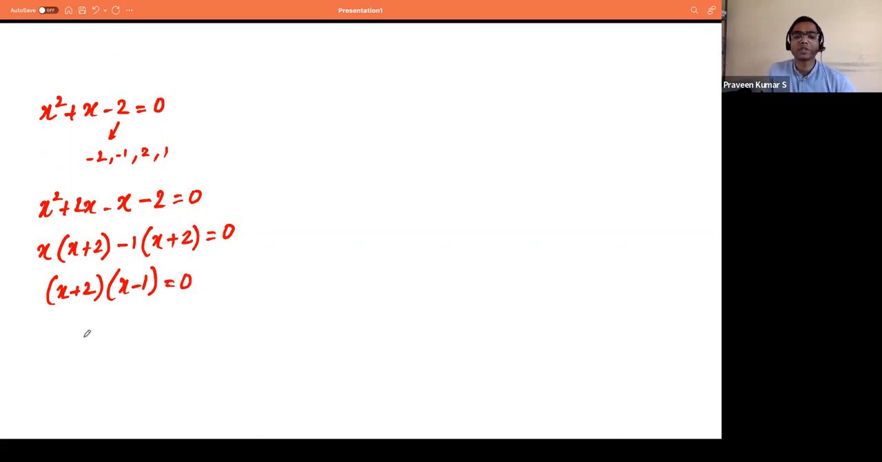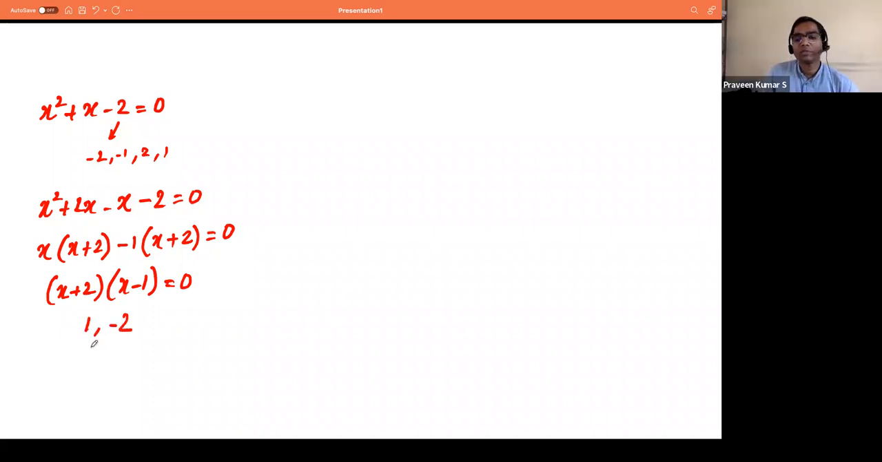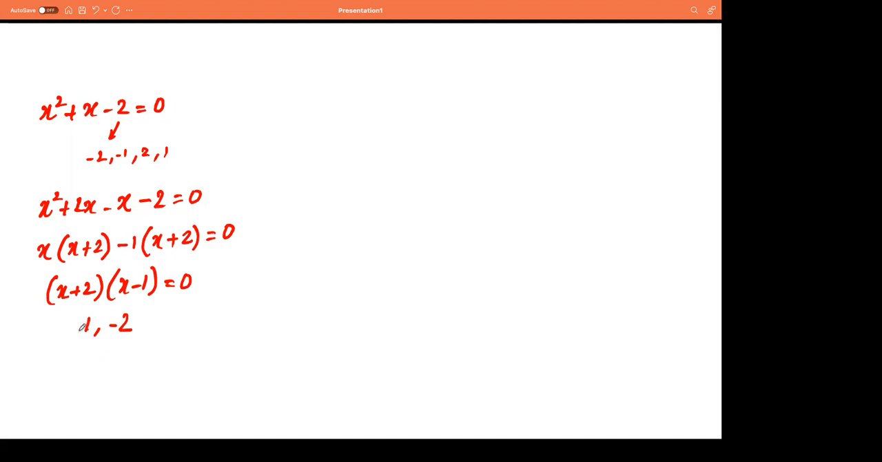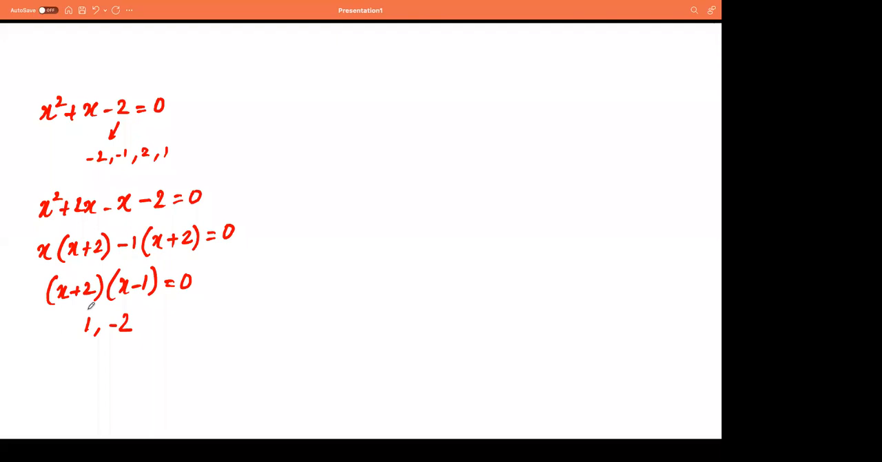So what are the roots now? 1 and minus 2. So sum of the roots is? Sum of the roots is 1 plus minus 2, which is minus 1, right? From the equation you also will get the same thing. And product of the roots is? Minus 2. Great.